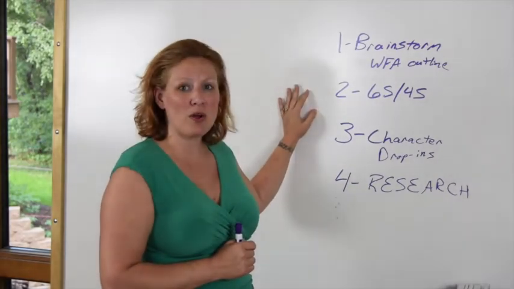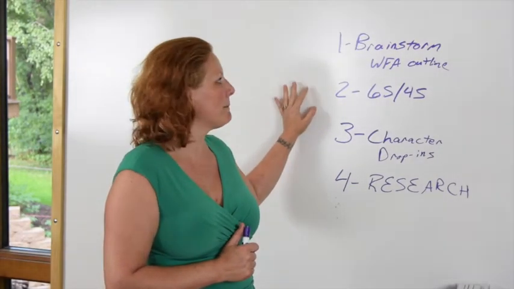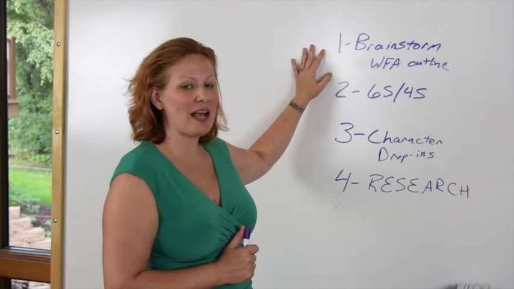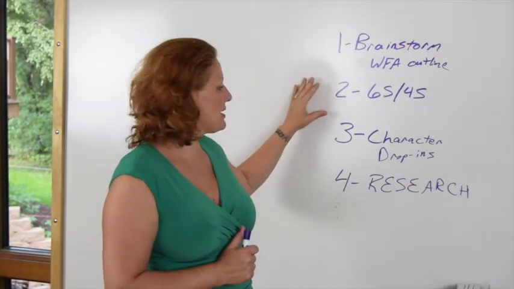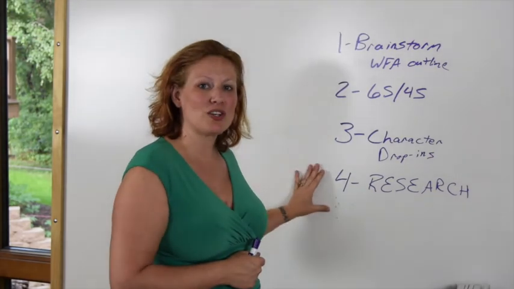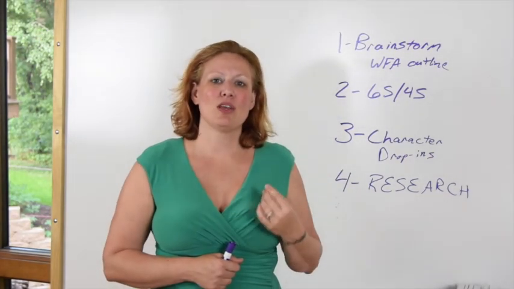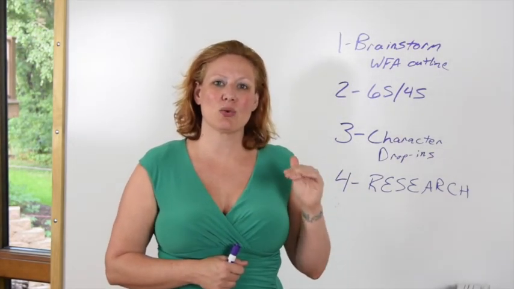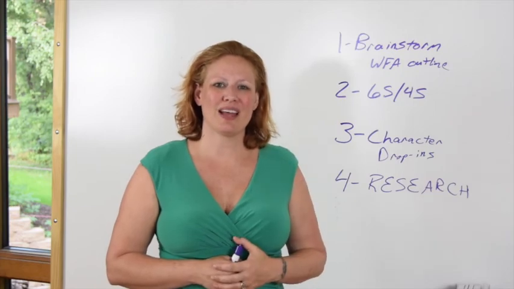These are your four bulking methods. There are just 4 of them. Brainstorming using a WFA outline approach, 6S, 4S, 6 senses and 4 S's, the character drop-ins, or research. Pick those things that you think most apply to the different story elements of your book and go ahead and start bulking.